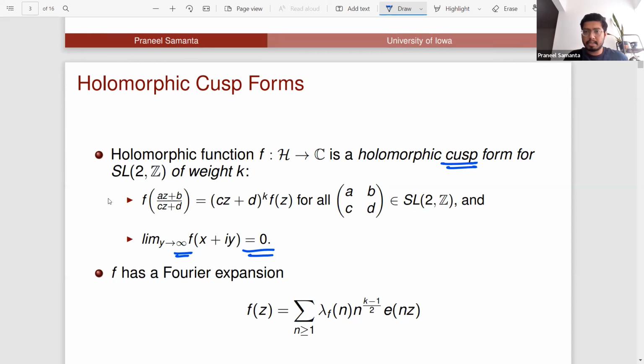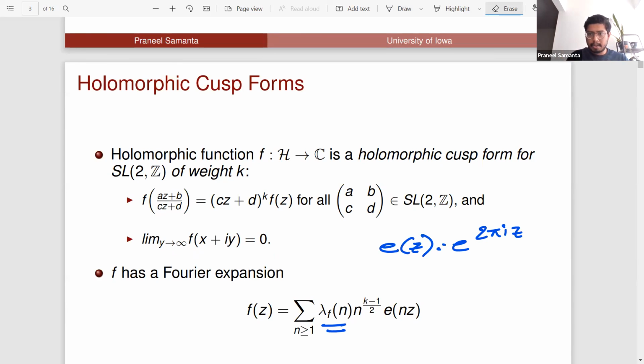Now, any holomorphic cusp form has a Fourier expansion of this form, where these λ_f(n) are the coefficients of this f(z). Just a quick notation thing: if I write e(z), I actually mean e raised to 2πiz. If you haven't seen this before, this is what I mean by e(z). And you can see that the sum over n starts from 1 because it's a cusp form, so the constant term will become 0 when I look at the Fourier expansion of this.